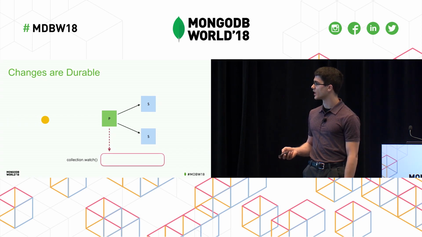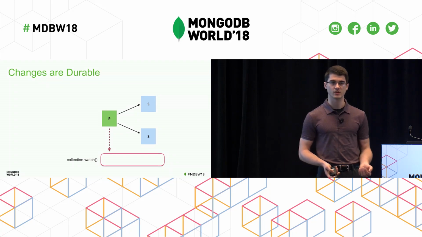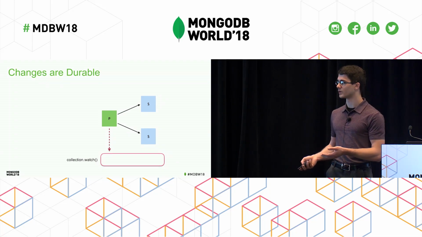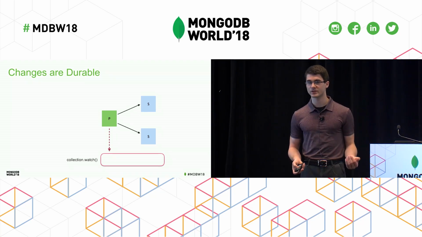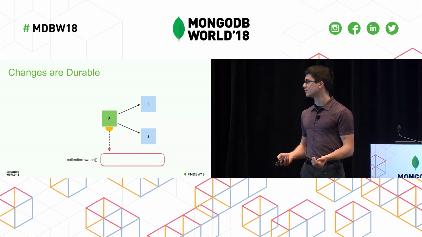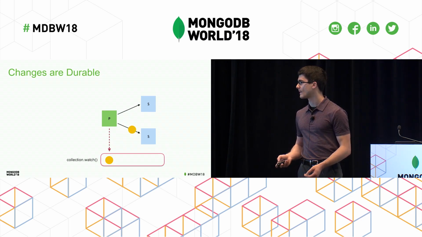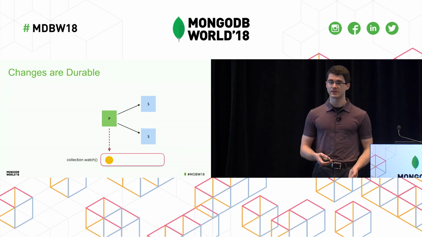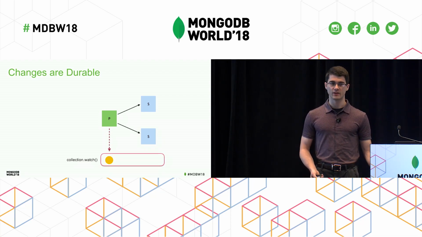So a write comes into the primary, and at this point it's not eligible to be returned in the change stream because it's only been committed to 1 node. After it gets replicated to 1 secondary, it is now eligible to be returned in the change stream, and it also gets replicated to the other secondary. Because of this, if there's a failover, you don't have to worry about this operation having been rolled back.